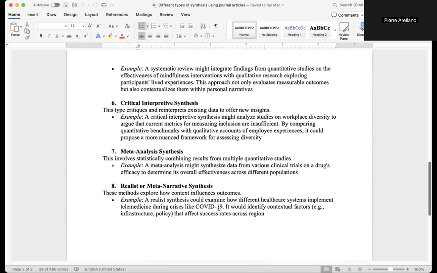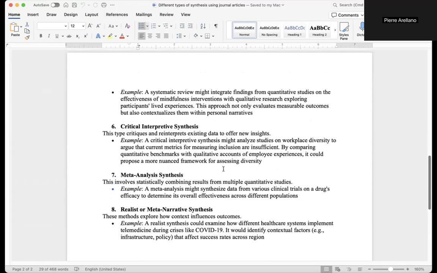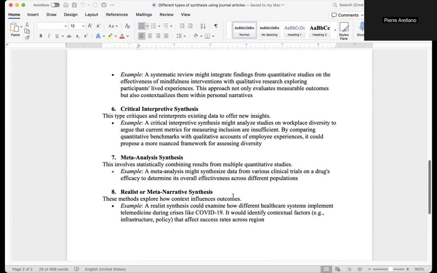Meta-analysis, this involves statistically combining results from multiple quantitative studies. Again, these ones are like using hard data. So basically the efficiency or efficacy of a drug and how it's used, based on the numbers of how many people they've gotten, is the example here.